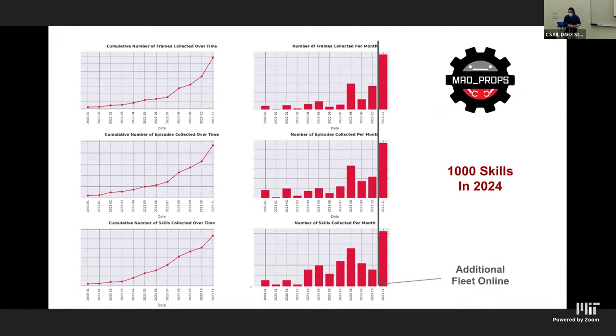Okay, so numbers, right? We're talking about scaling up data collection, and this is roughly the trend we have been getting. The vertical bar is roughly where we have really pressed the gas pedal and added more fleets to the robot, added more people to collect the data. You can see we're getting a significant boost in the data collection throughput here. Our goal is to collect on the order of 1K scales by next year. Right now we're sitting around 120-ish as of yesterday.